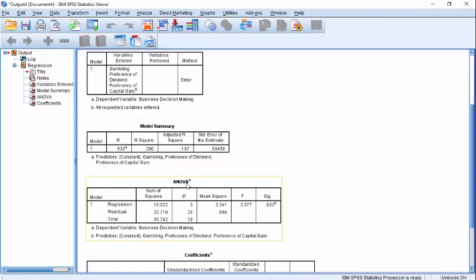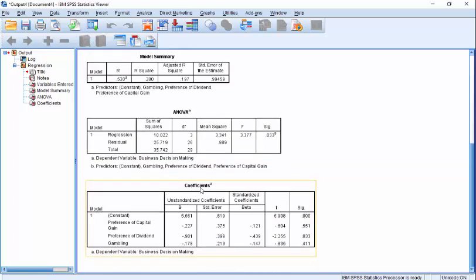Now this table shows the results of ANOVA. These results are important when we regress the multiple regression. Multiple regression means we have one dependent variable and two or more independent variables. As per the ANOVA table, the F statistics is 3.377 and significance is 0.033, which is less than 0.05. It shows the overall significance of the model.